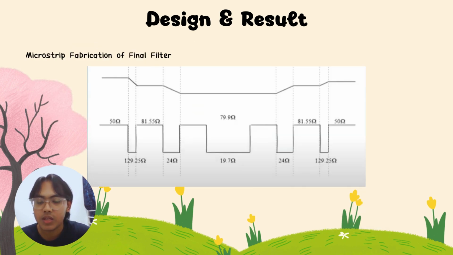Okay, so after we are done with the normalize and denormalize, then we need to construct the microstrip fabrication of the final filter. So this is our final microstrip fabrication of the filter. As we can see here, it starts with the 50 ohm and ends with the 50 ohm also. This value is what we get from the previous denormalized impedance.